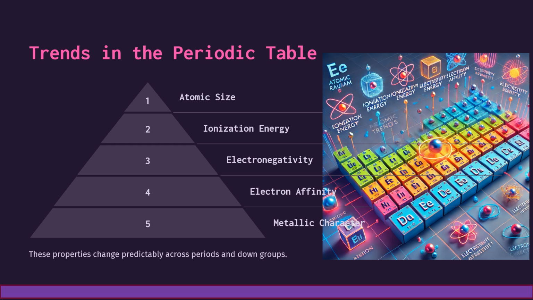These trends, atomic radius, ionization energy, electronegativity, and metallic character, reveal the secrets of the periodic table. Understanding these patterns equips you to predict chemical behavior and properties like a true chemist.